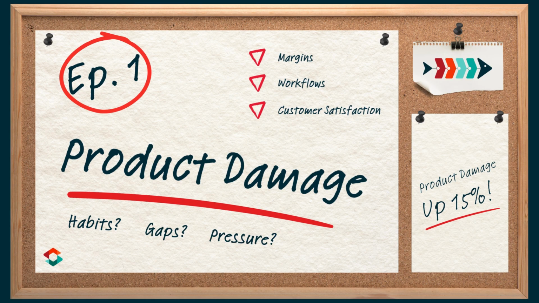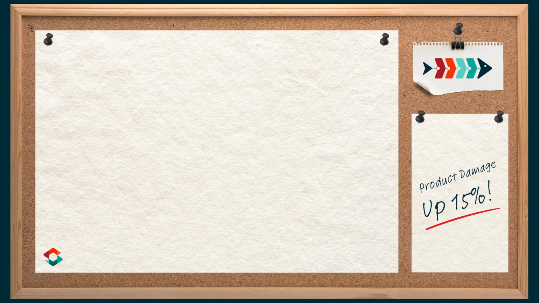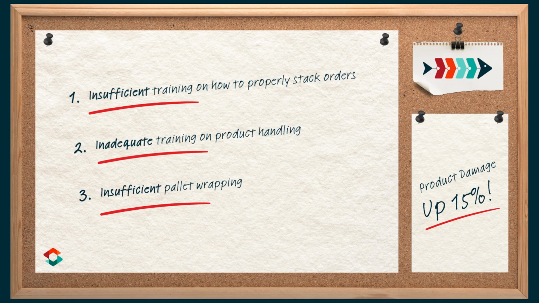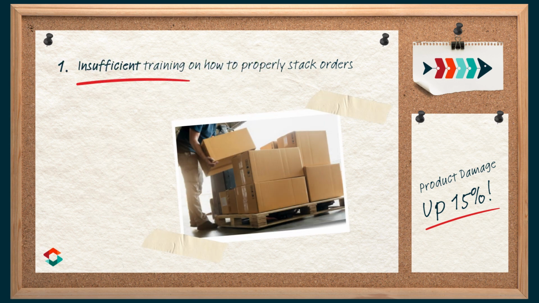Now, in our original Fishbone Friday series, we isolated 3 potential root causes for people-driven product damage, and we're going to review each of them today. They were insufficient training on how to properly stack orders, inadequate training on product handling, and insufficient pallet wrapping. So let's break each of these down further. We're going to start with insufficient training on how to properly stack orders, one of the most common and preventable people-driven causes of product damage.